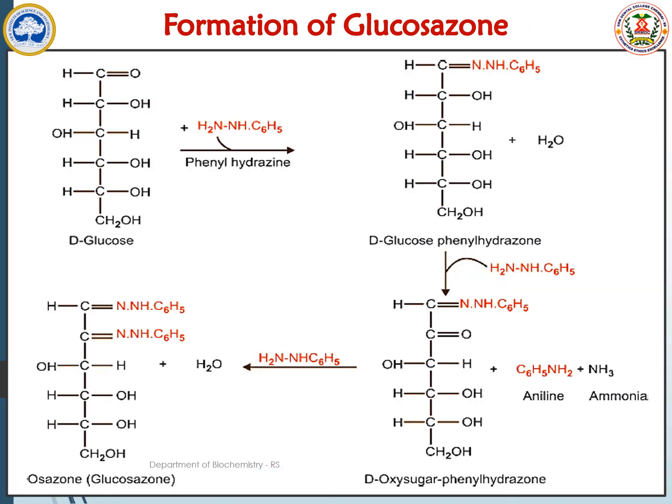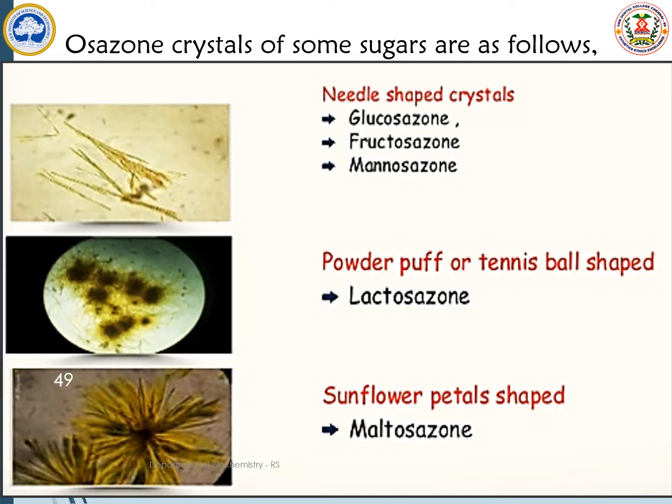Here is the formation of glucosazone from glucose. Glucose, upon treatment with phenylhydrazine, forms glucosazone. This reaction is a heat dependent process and involves three steps. First, it forms a glucose phenylhydrazone, then it forms oxy sugar phenylhydrazone, and later it forms glucosazone. So in the glucosazone, you can see the phenylhydrazine occupies the first and the second carbon. So the osazones are formed when the phenylhydrazine blocks the first and the second carbon.